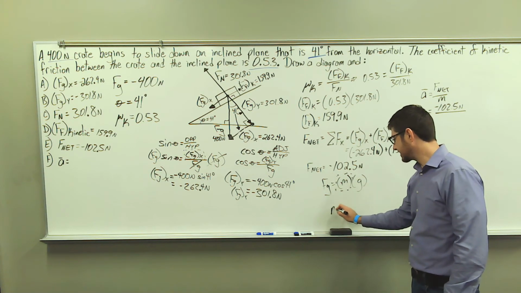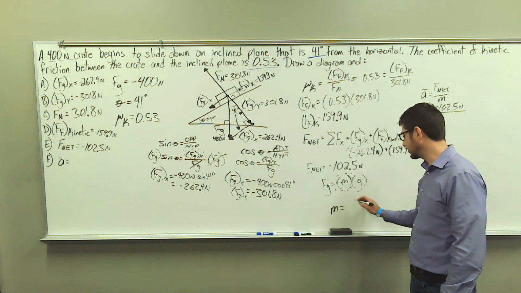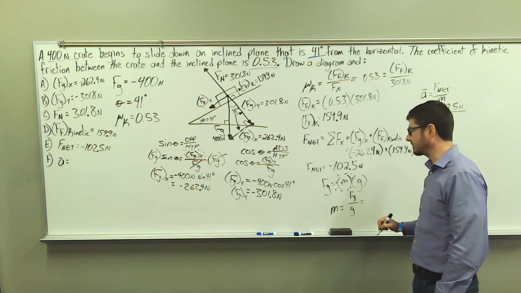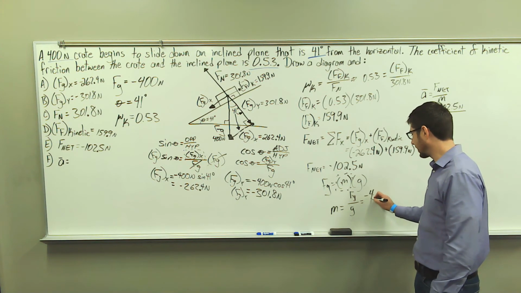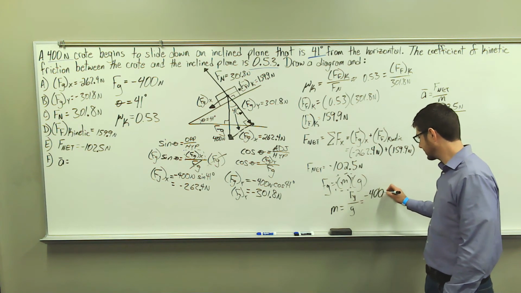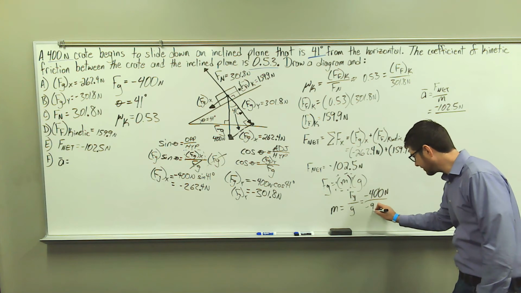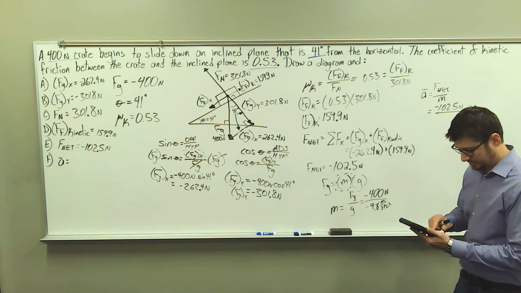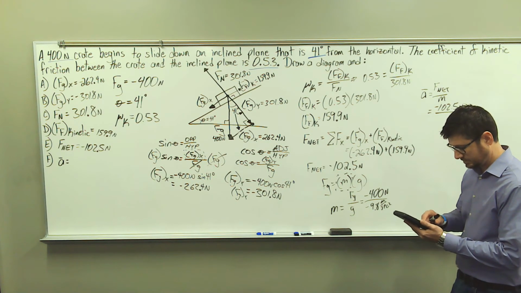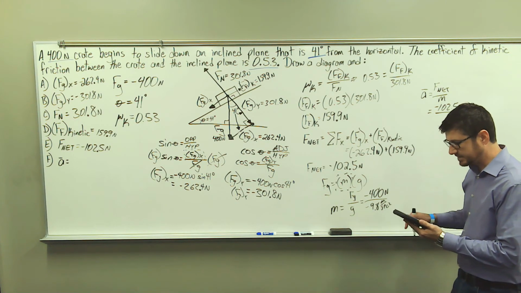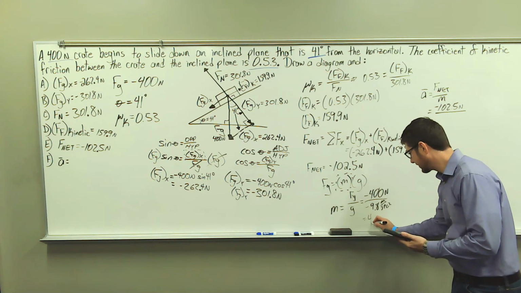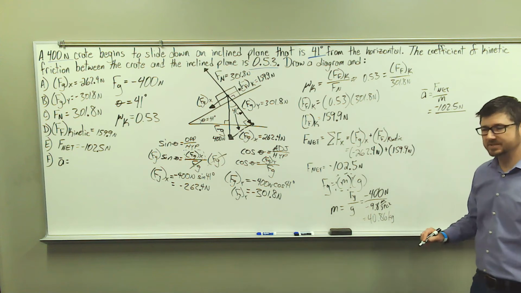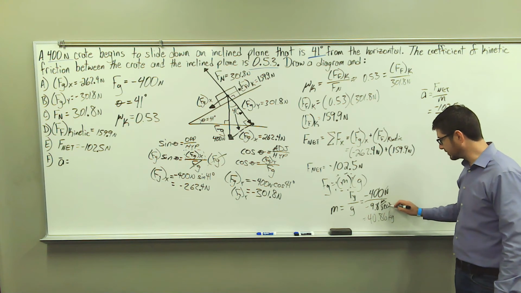So my mass is equal to the weight force divided by the acceleration due to gravity. My weight force, negative 400 newtons, divided by negative 9.8 meters per second squared. This is going to give me 40.86 kilograms, okay? Now I really want to take a look at the units here.